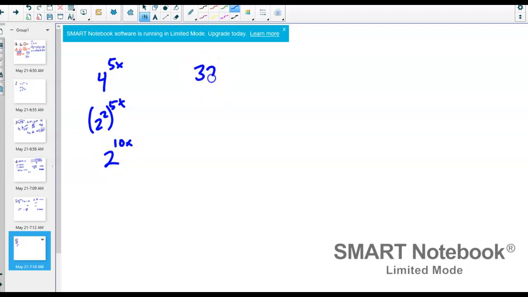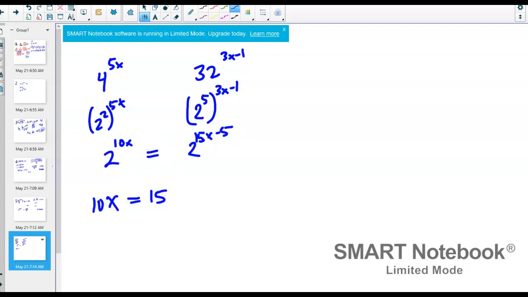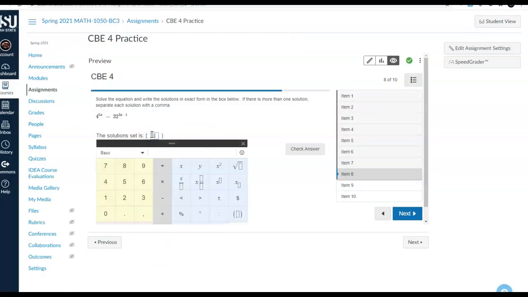And then I've got 32 to the 3x minus 2. If you remember right, 32 can be written as 2 to the 5th. So that'll be 2 to the 15x minus 5. And then I can just say, okay, well, then 10x has to be equal to 15x minus 5. And I can solve that from there. We get negative 5x equals negative 5, which gives x equals positive 1. So, bada bing, bada boom.